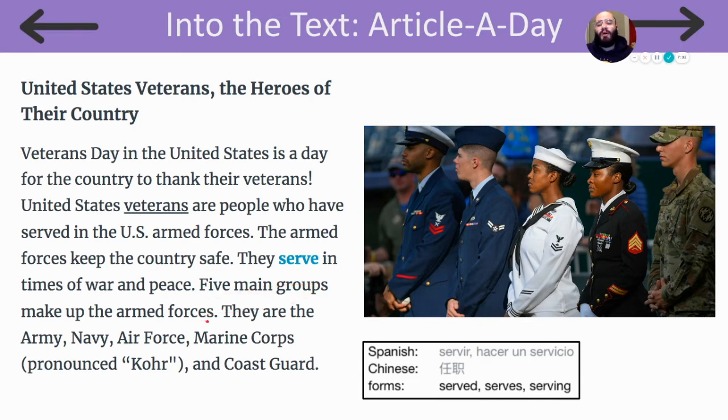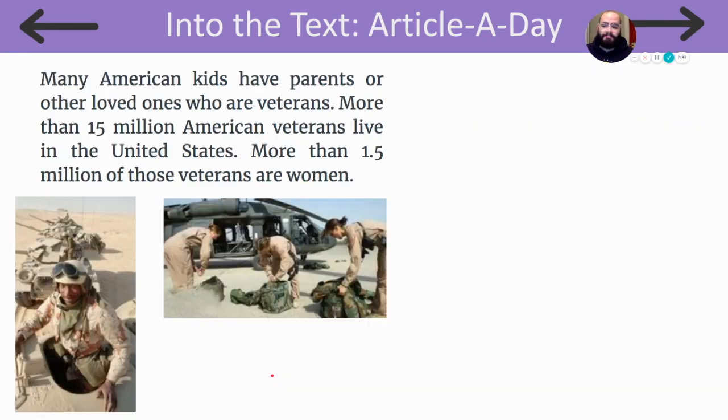5 main groups make up the armed forces. They are the Army, Navy, Air Force, Marine Corps, pronounced Corps, and Coast Guard. Many American kids have parents or other loved ones who are veterans. More than 15 million American veterans live in the United States. More than 1.5 million of those veterans are women. So here are pictures of veterans. They are at war in another country. They are serving in the United States military in another country.